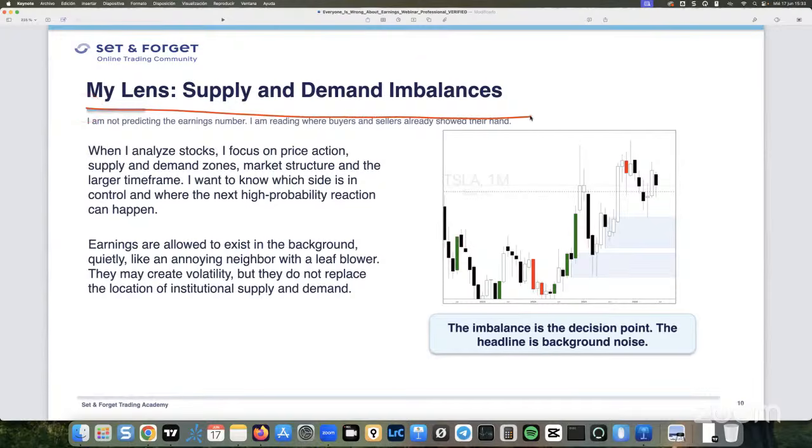So my lens, the one I'm using, is supply and demand imbalances. As you can see here is a screenshot of Tesla demand levels that I use as an example. When I analyze a stock, and I recommend you do the same, you focus on price action, supply and demand zones, market structure, larger time frame trend, location, momentum. I want to know which side is in control and where the next high probability reaction can happen, as in Tesla. And we have talked about many.